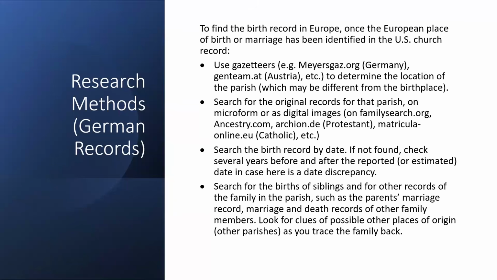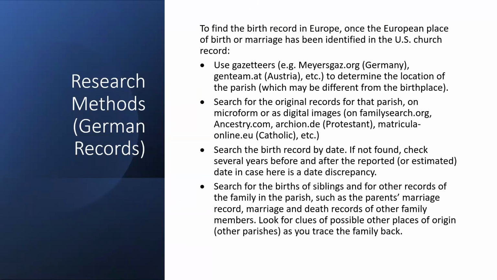After you find an immigrant in GIACR, here are the research methods to trace the immigrant back to German records in Germany itself. I'll walk you through these steps here in just a moment. You're going to want to use gazetteers such as Meyer's Gazetteer for Germany, or Genteam for Austria, to determine the location of the parish, which might be different from the birthplace. And then search for the original records of that parish wherever they might be found.